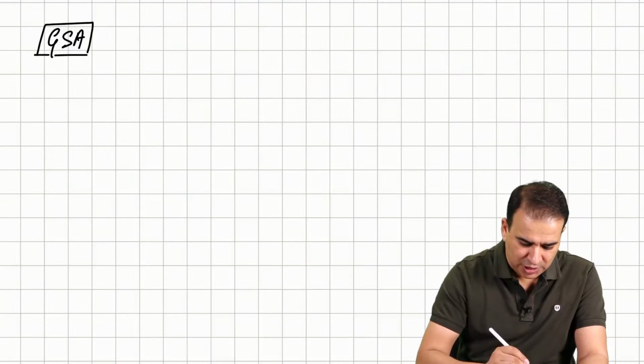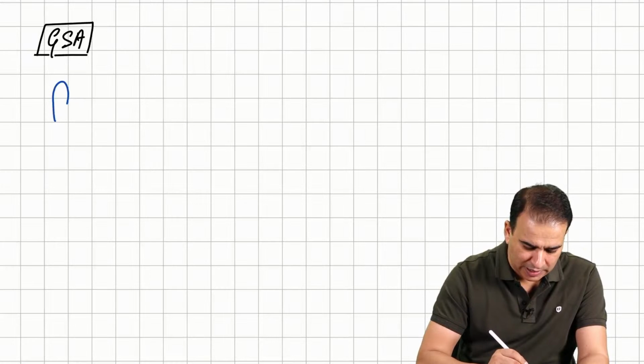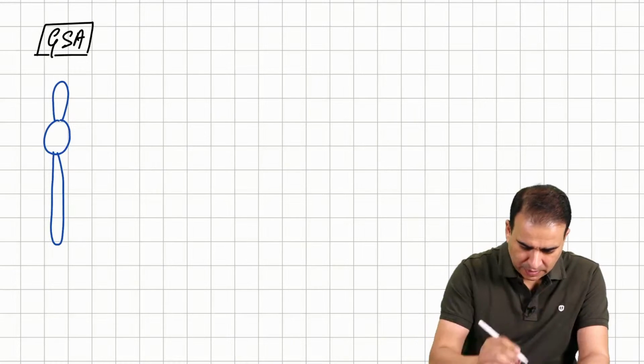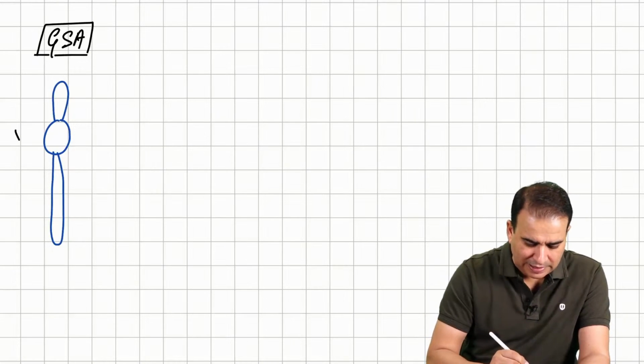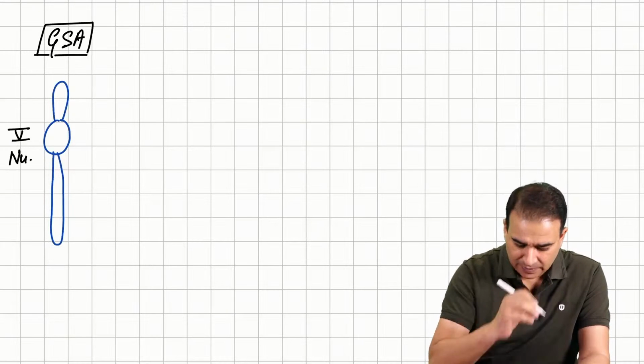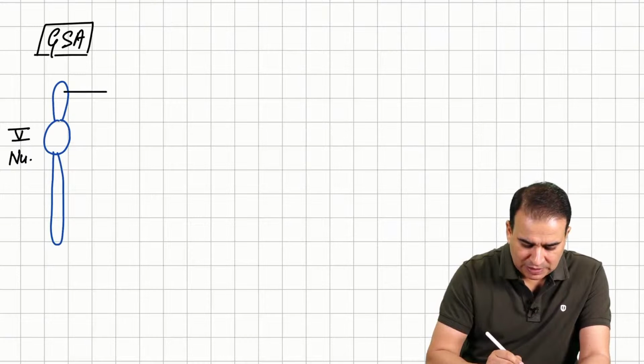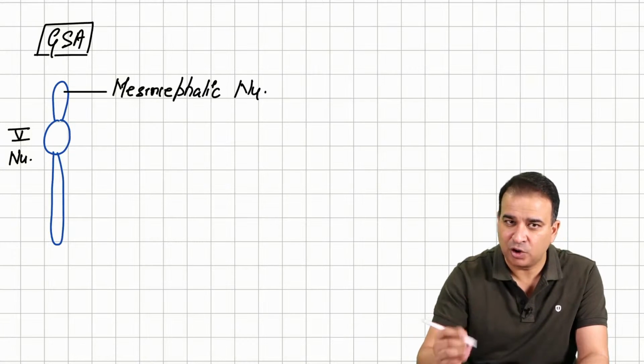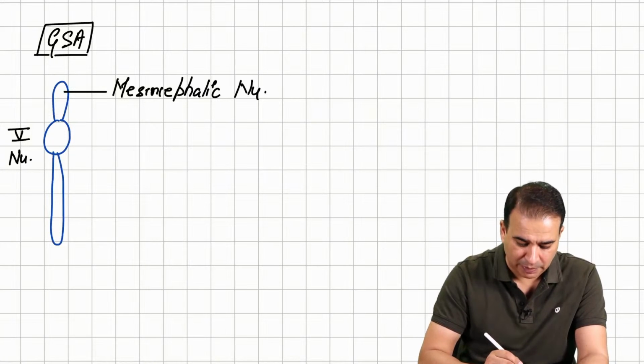Okay, the GSA column, we said there are three nuclei in there. Collectively, we call it the trigeminal nuclei. What you will see, the very first nucleus present above here is present in the midbrain, so we call it the mesencephalic nucleus. It is present in the midbrain.